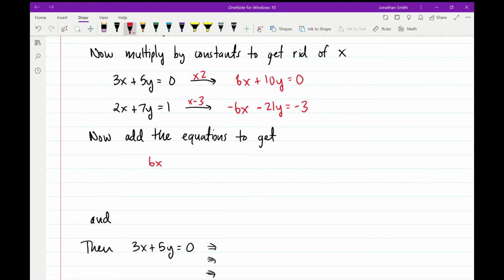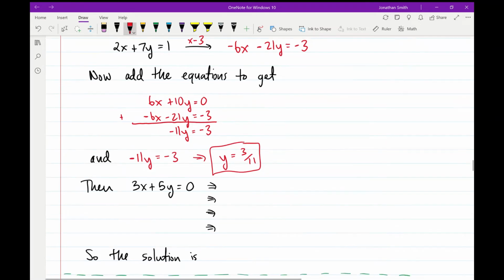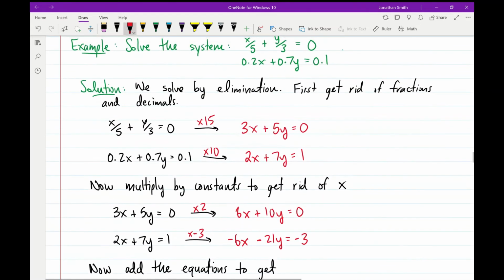So we have 6x plus 10y is equal to 0 as the first equation. We have -6x minus 21y is equal to -3 as the second equation. And now we're going to add them together, and I get -11y is equal to -3. Okay, and this -11y is equal to -3, we can solve for y now, and we get y is equal to 3 over 11.